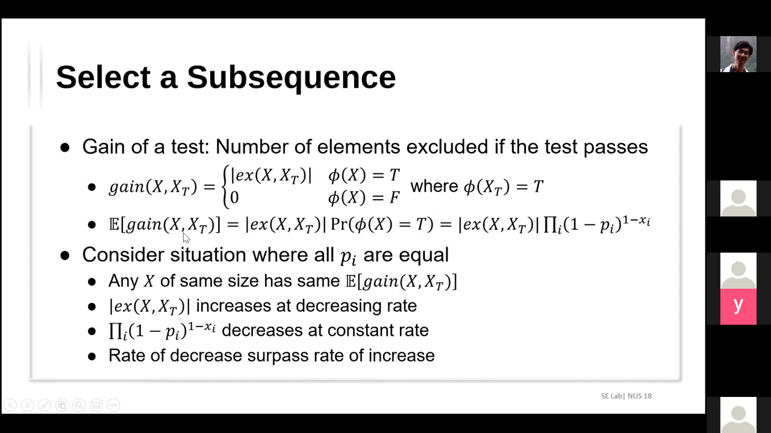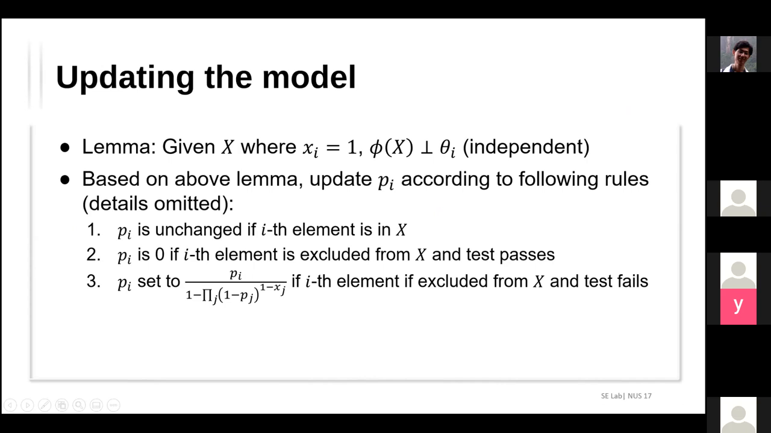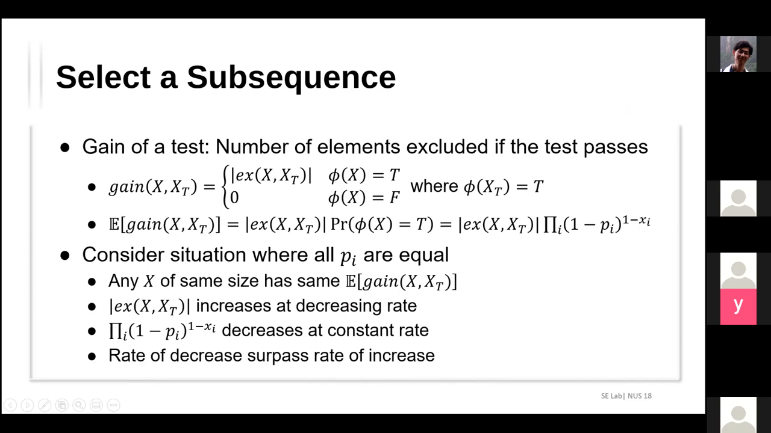After we have a way to update the model, as well as the probability model, which is a data structure, and a way to update the probabilities in the model, now we need to make use of this probability to find the next subsequence. And this part here is the concept of gain. So how much can you gain from including a particular element into the subsequence? The gain of a test is calculated based on the difference in the elements between the current sequence and the previously passing sequence.